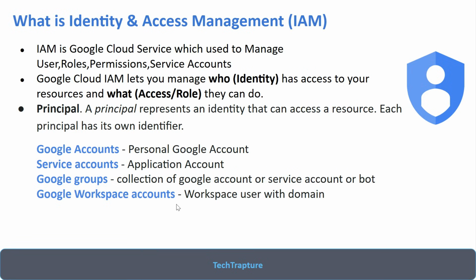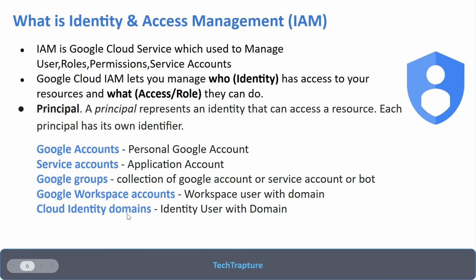Then a Workspace account. Workspace we already discussed in the last lesson. Suppose I have my organization TechTrapture.com. I have my organization account and I have my Workspace email ID, vishal.bulbul@techtrapture.com, which I am using. For a domain user email ID I have to give access, and I can do that using Google Cloud Identity and Access Management. Similarly for identity domain, if you have domain users like xyz.example.com, or for me techtrapture.com, you can add those users into Identity and Access Management.